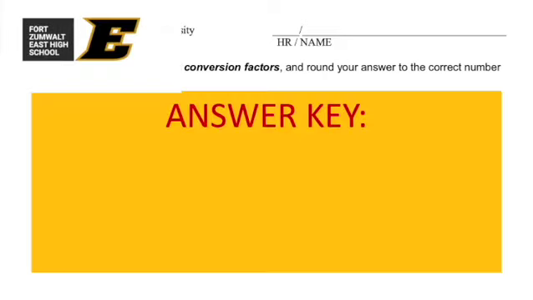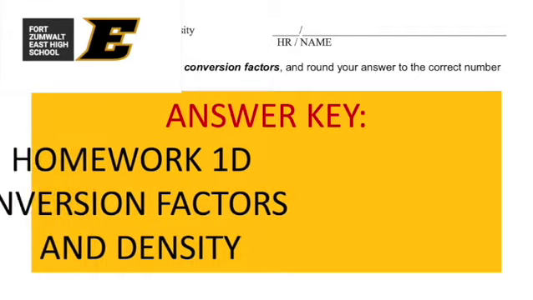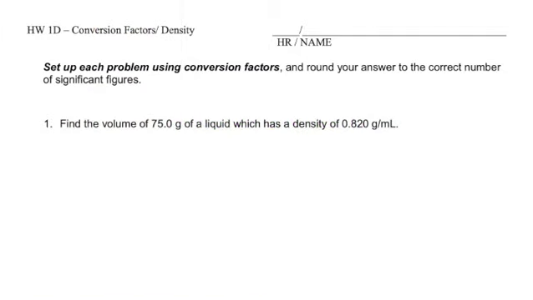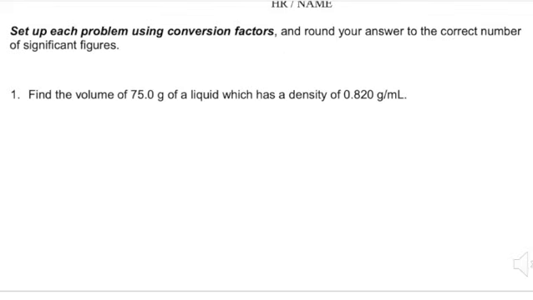Answer key for homework 1D, conversion factors and density. In question 1, you need to find the volume of 75.0 grams of a liquid which has a density of 0.820 grams per milliliter. So this is a density problem.